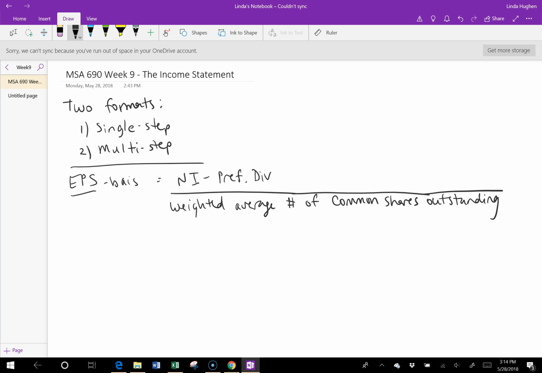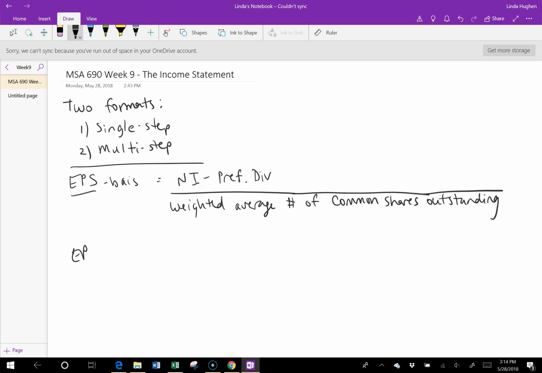Earnings per share basic uses the weighted average number of common shares outstanding as the denominator. This calculation ignores the potential impact of securities that can be converted into common stock, such as options offered in compensation plans and convertible securities, such as debt that is convertible to common stock.